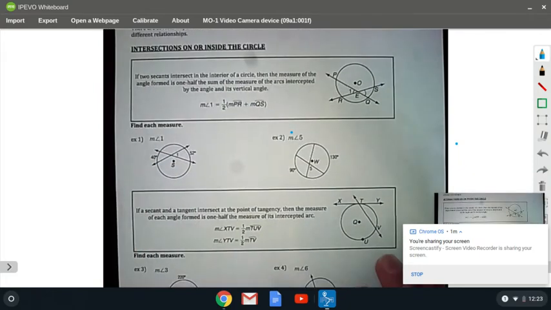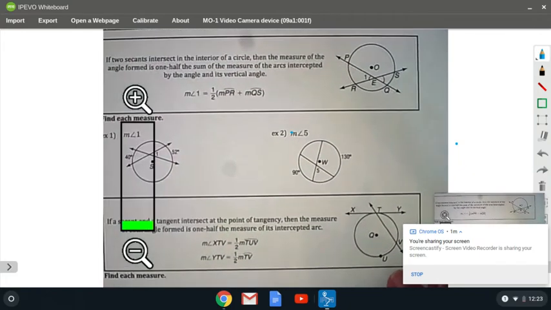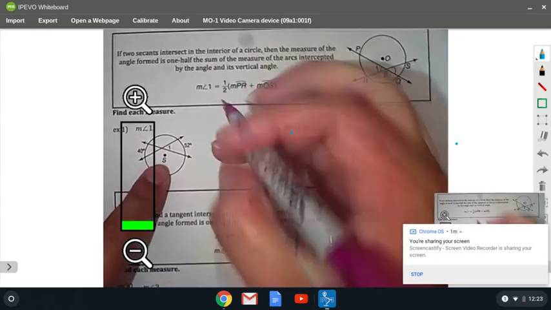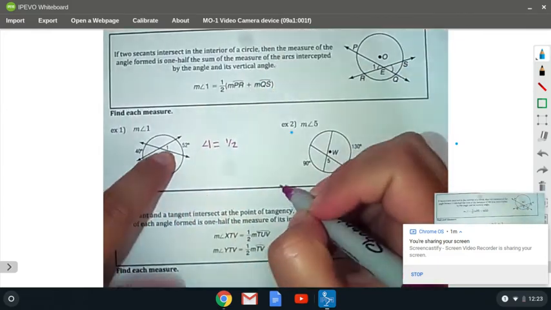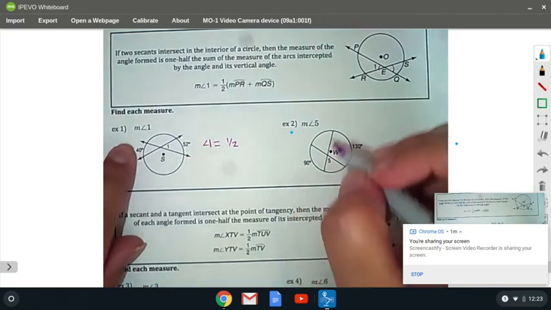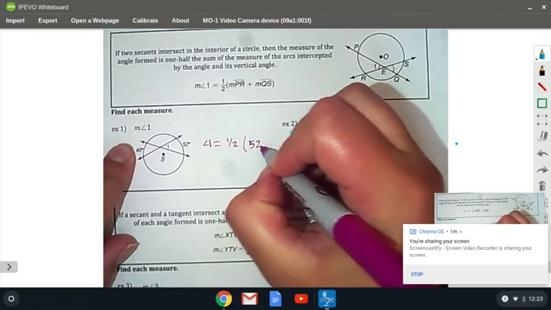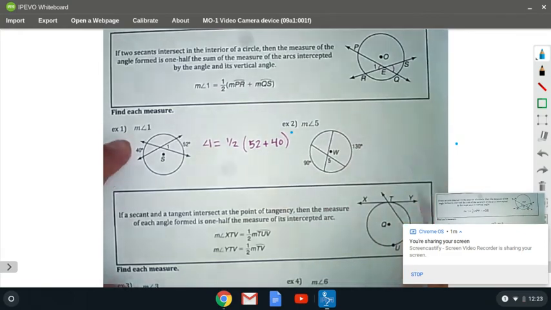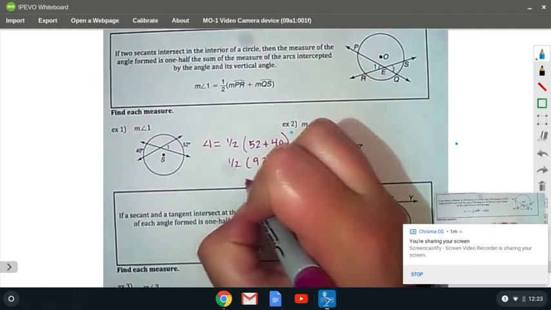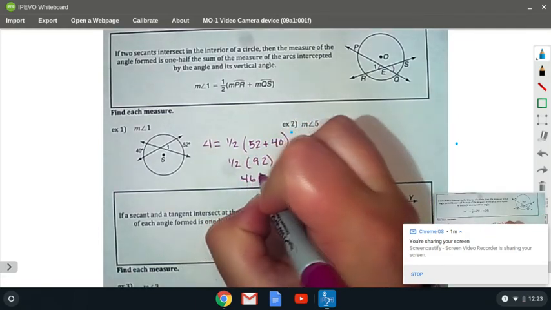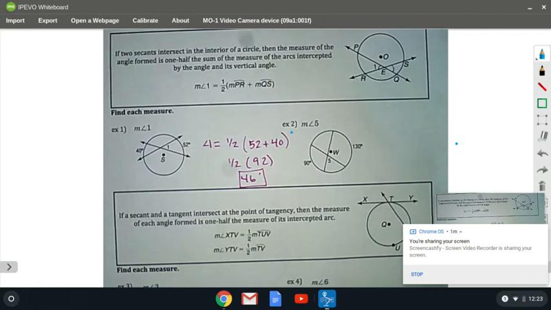Now let's take a look at an actual problem. So if I look here, I'm trying to find angle 1. The measure of angle 1 should equal 1/2 of that arc plus the other arc. So they're both given to me here, which makes it pretty easy. So I'm just adding 52 and 40. That's 92, and then I take 1/2 of that, and that would be 46. So my angle 1 is 46 degrees.